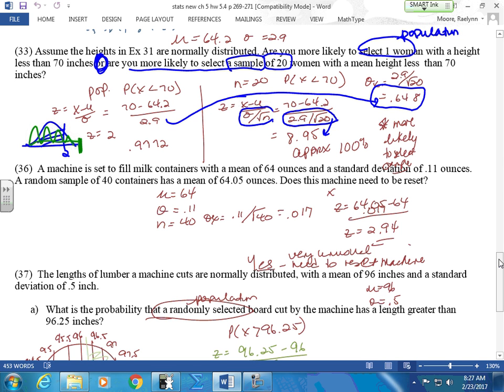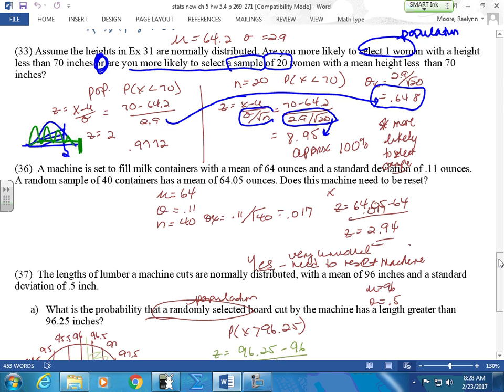All right, number 36. A machine is set to fill milk containers. This is one of the reasons why we use these things. With a mean of 64 ounces and a standard deviation of 0.11 ounces. Population statement. It didn't say it came from a sample. I'm filling all my milk containers from wherever this is for 64 ounces and a standard deviation of 0.11.